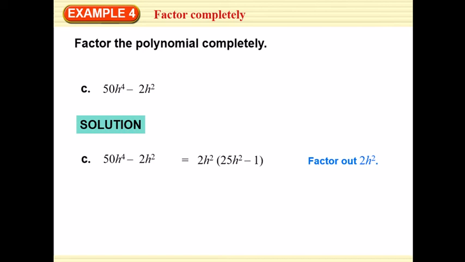squared minus 1. Alright, so 25h squared and a 1 are all perfect squares. So I'm going to factor that as a difference of squares. And I'm going to end up with 2h squared times the quantity 5h minus 1 times the quantity 5h plus 1.